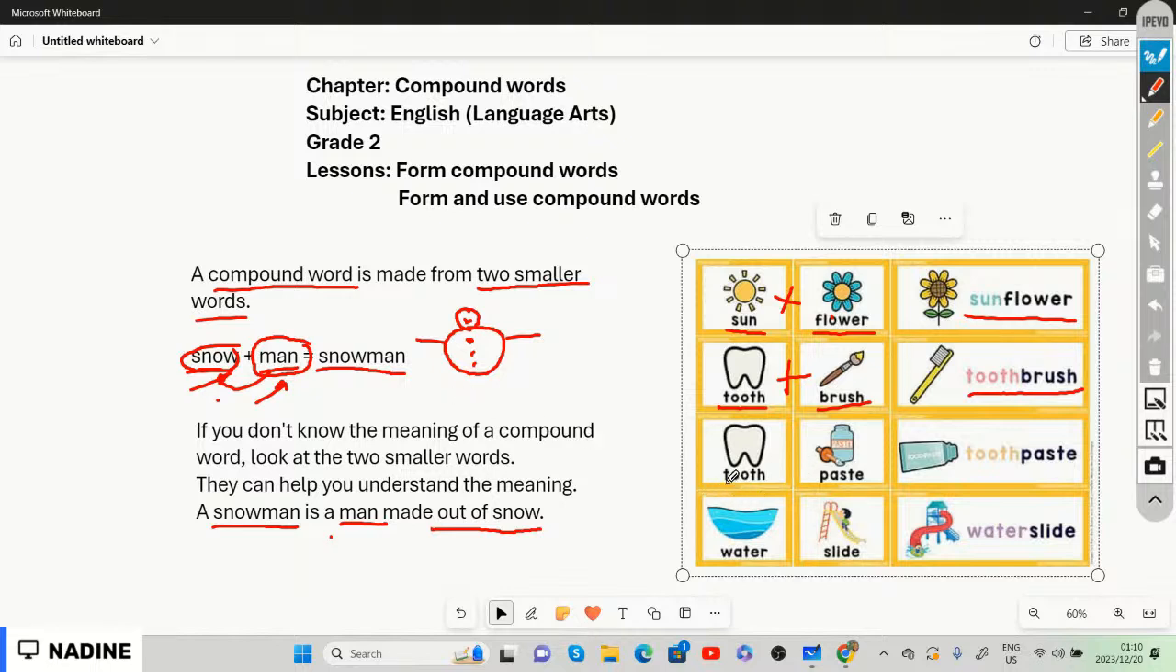Same again, tooth, one of the teeth that's in our mouth, and paste. If we put those two words together, then it is toothpaste. This is the paste that we use to put on our toothbrush to clean our teeth.